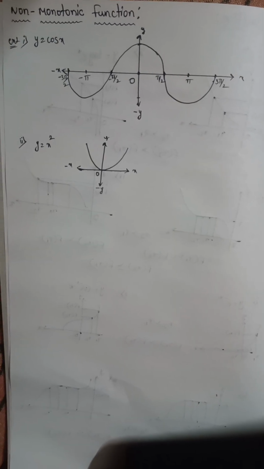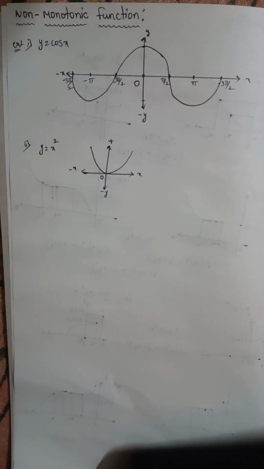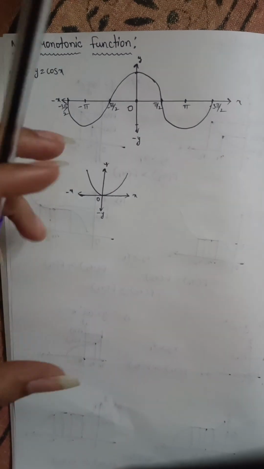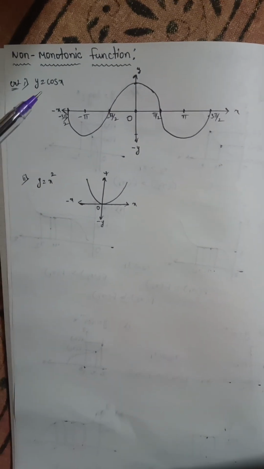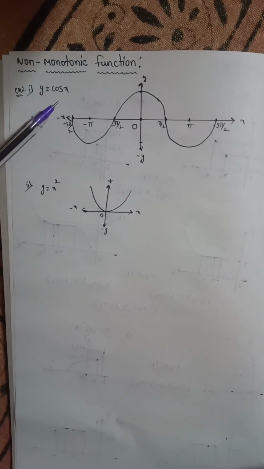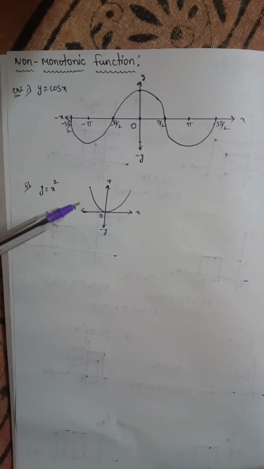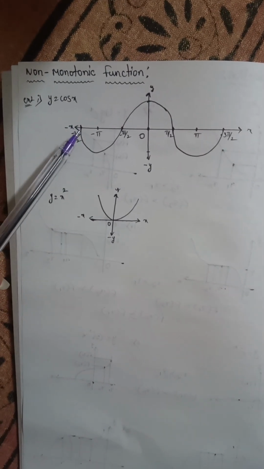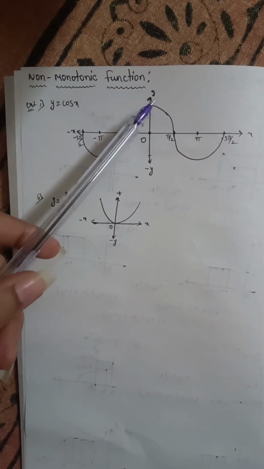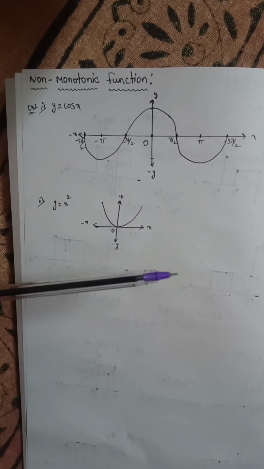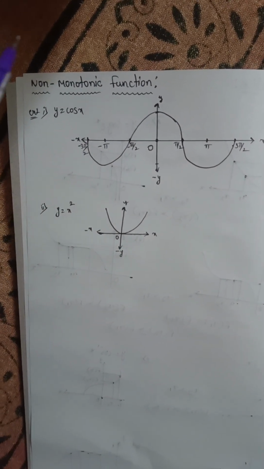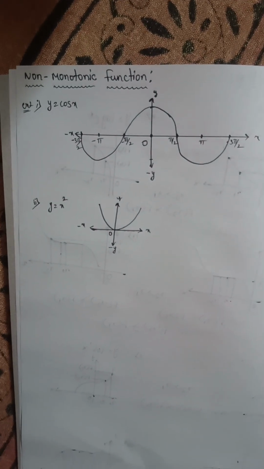Now non-monotonic function. A non-monotonic function is a function that sometimes decreases and sometimes increases. So here are two examples, y equal to cos x and y equal to x square. Here in this graph the function sometimes decreases and sometimes increases. So the combination of increasing and decreasing function is known as non-monotonic function.